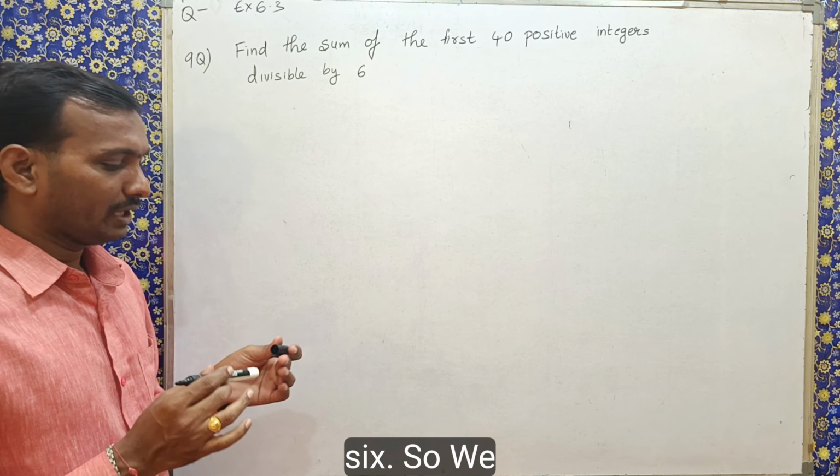So let the first 40 positive integers which are divisible by 6 be 6, 12, 18, 24, 30, 36 and so on. So this will form an AP.